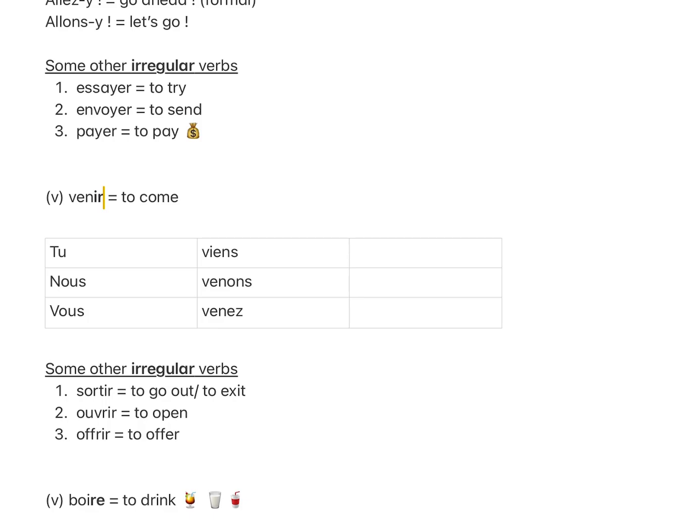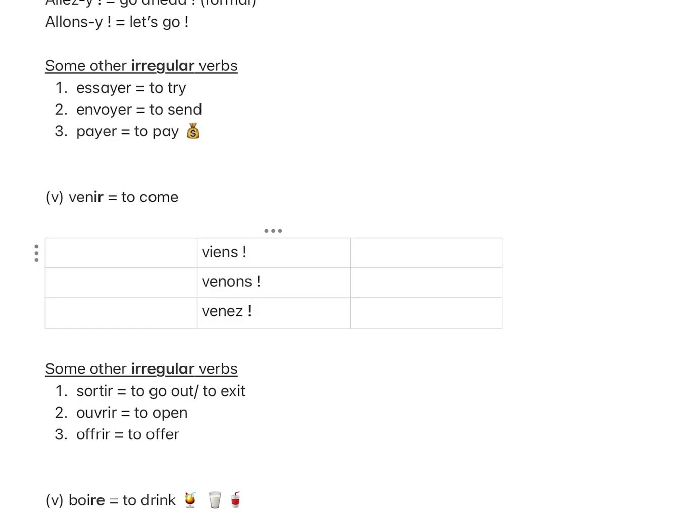Venir means to come. As you can see, venir ends with ir, but it is not conjugated like a regular ir verb, and therefore it is an irregular verb. To make the imperative form, we start by removing the subject pronouns, and the second step, which is also the final step, is to add the exclamation mark. And voilà, we have the imperative form for the verb venir.